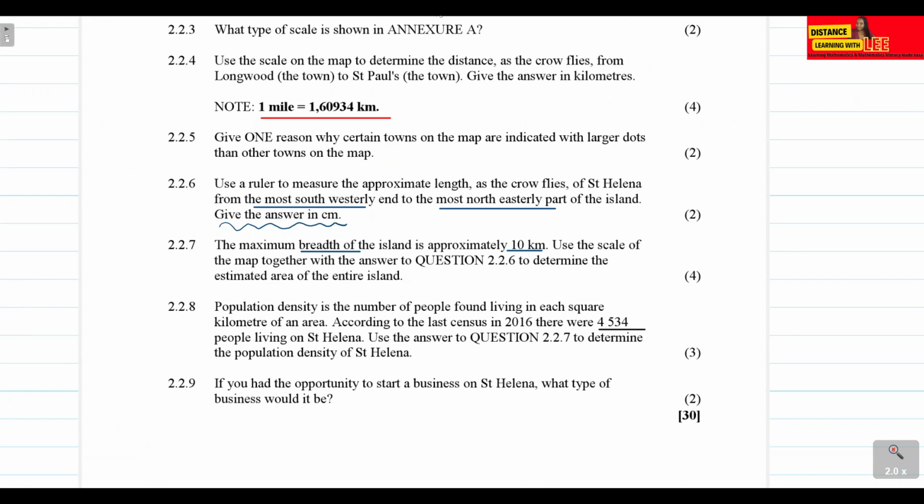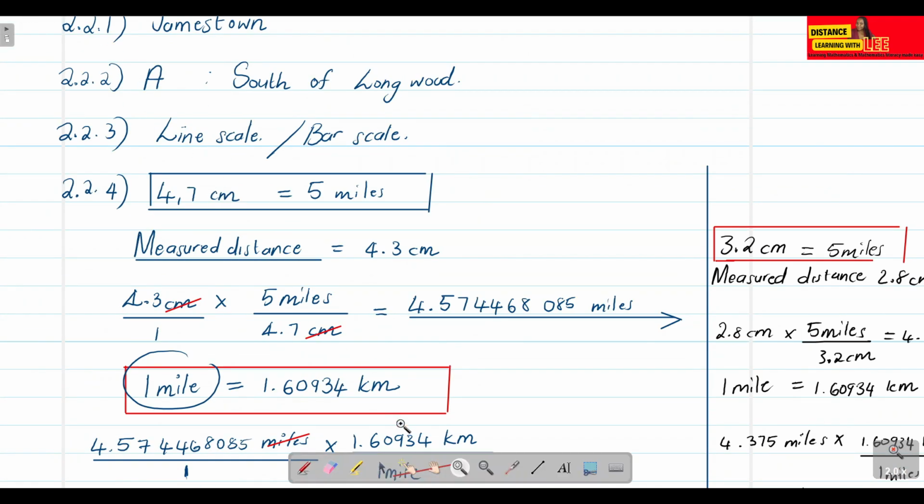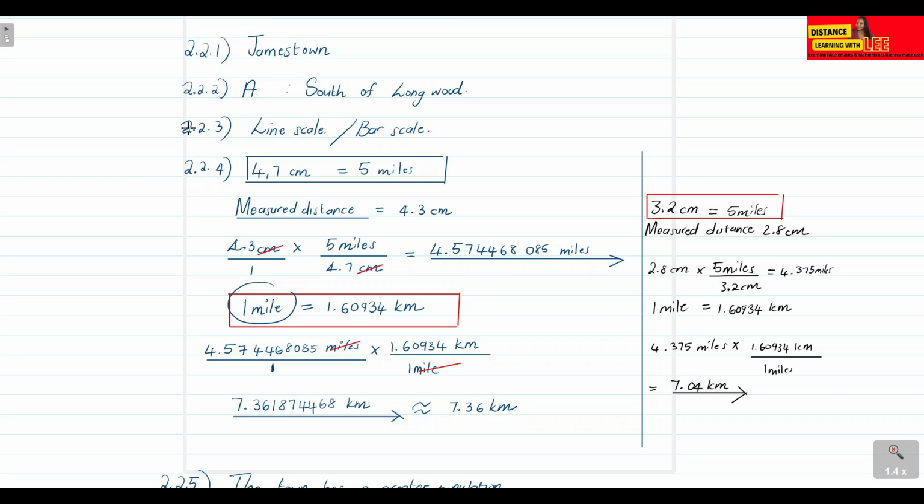And quickly, how would they mark the whole of question 2? Let's just quickly go through that. Right, question 2.2.1, you will get 2 marks for saying Jamestown. Question 2.2.2, you get 2 marks for giving your answer of A. Question 2.2.3, you get 2 marks for saying this is actually a line scale or a bar scale, right?